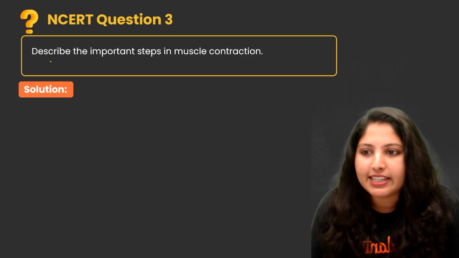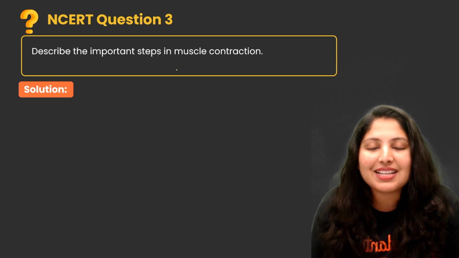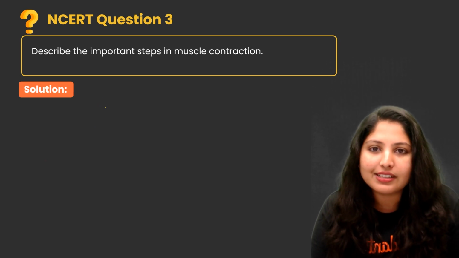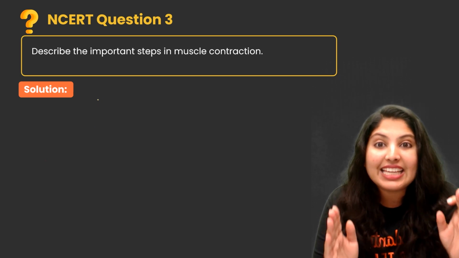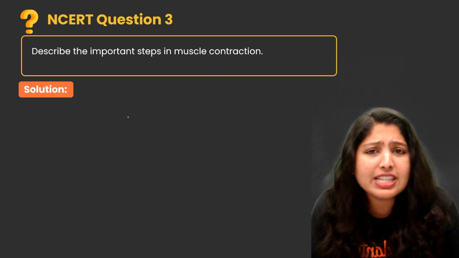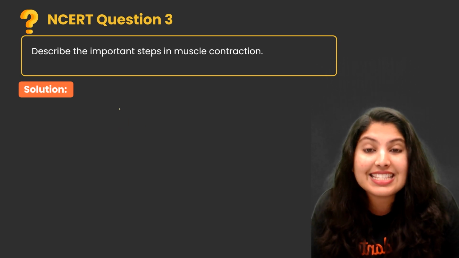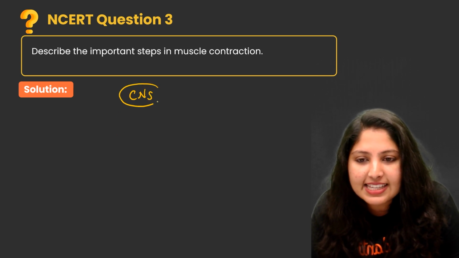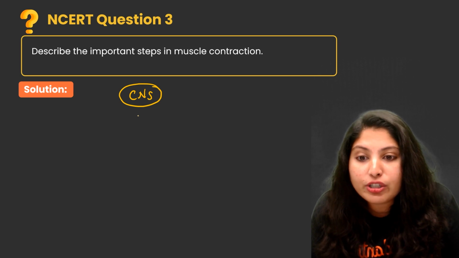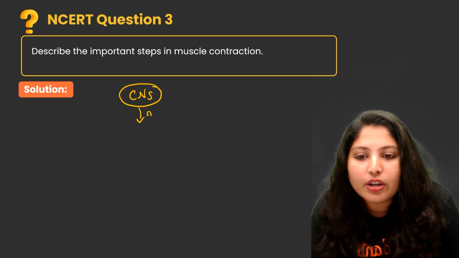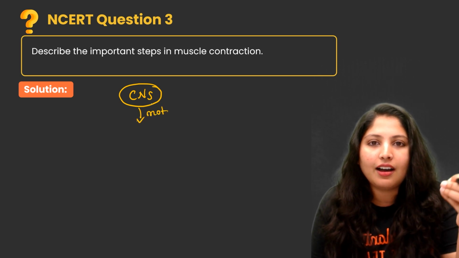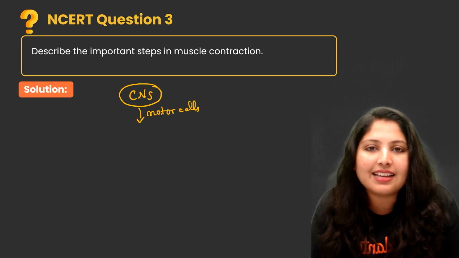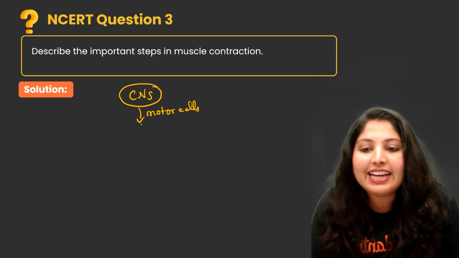Question number 3. Describe the important steps in muscle contraction. What are the steps involved in muscle contraction? The muscle contraction is initiated by the central nervous system through the motor neurons. Through the motor neuron, they give information, carrying the information, and it reaches the end of the motor cell.